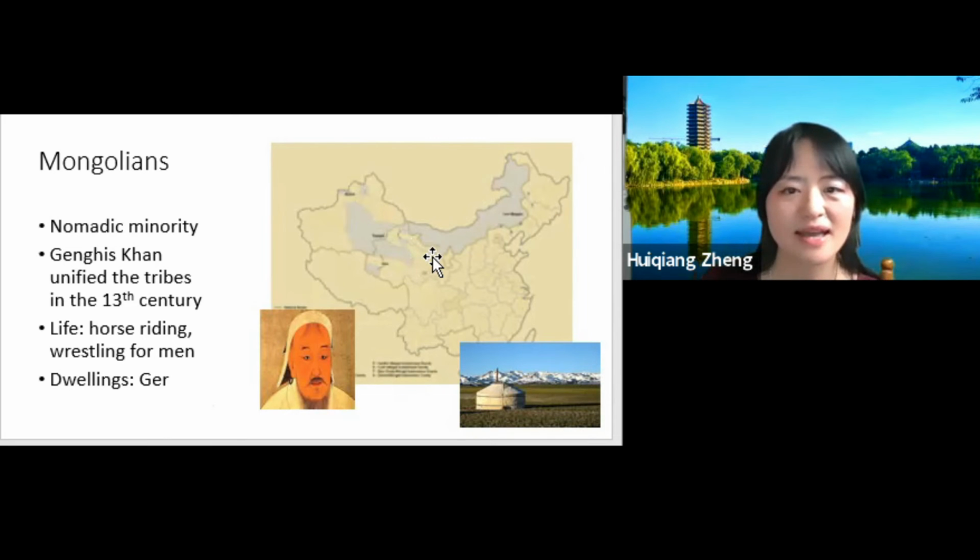They live in a horse-centered society and the men enjoy wrestling. The traditional dwelling for Mongolians is a zhe in the Mongolian language, which is a portable round tent covered with skin and felt. And this is a picture of Genghis Khan.